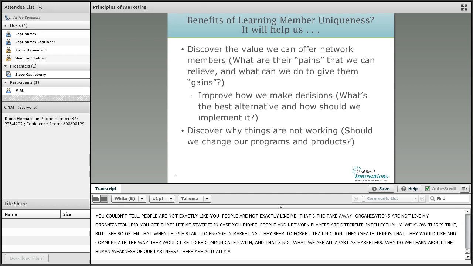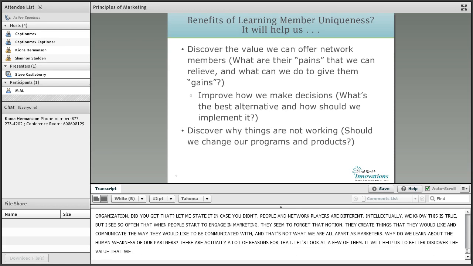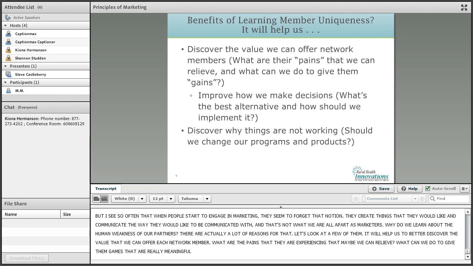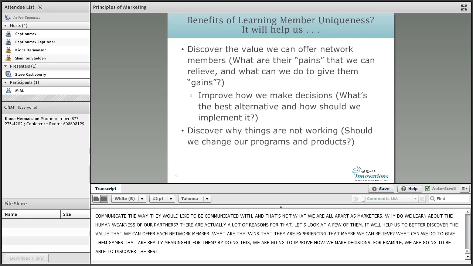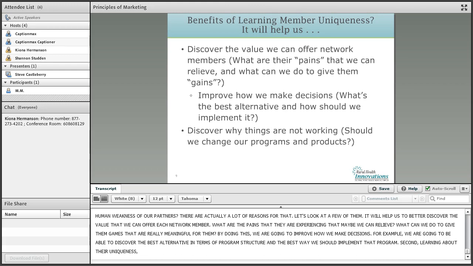So why do we need to learn about the uniqueness of our partners? Well, there are actually a lot of reasons for that, and let's talk about a few of them. First of all, it will help us to better discover the value that we can offer each network member. What are the pains that they're experiencing that maybe we can relieve? What can we do to give them gains that are really meaningful for them? By doing this, we're going to improve how we make decisions. For example, we're going to be able to discover the best alternative in terms of program structure and the best way that we should implement that program.